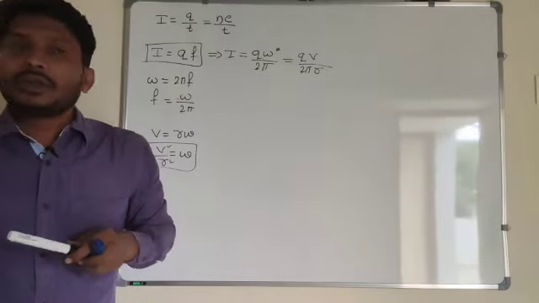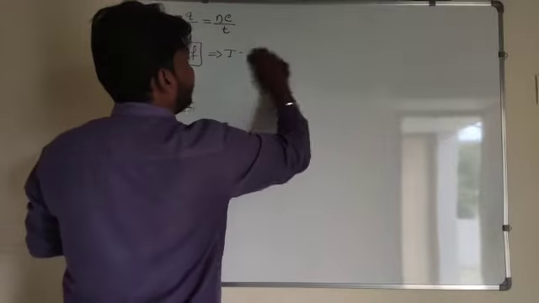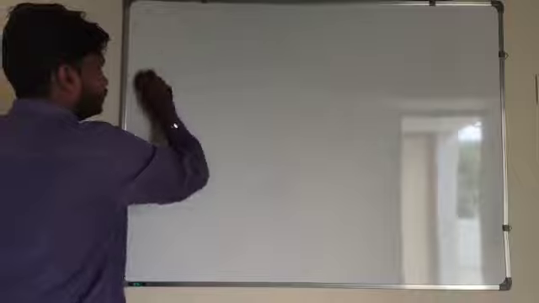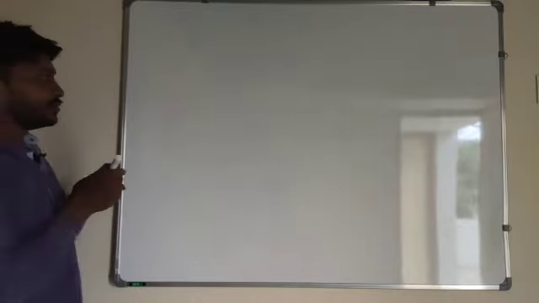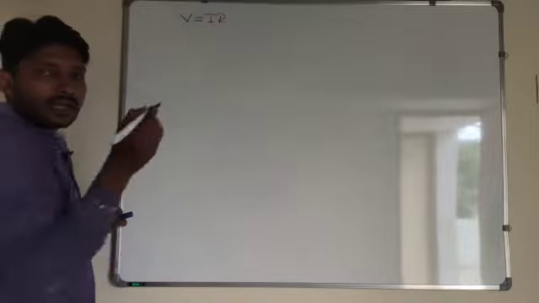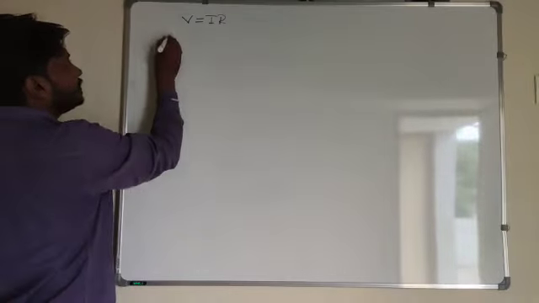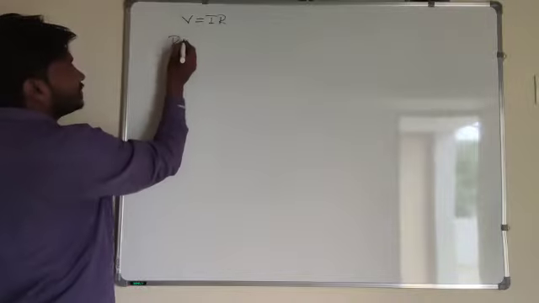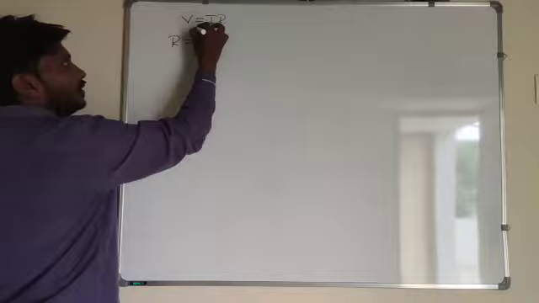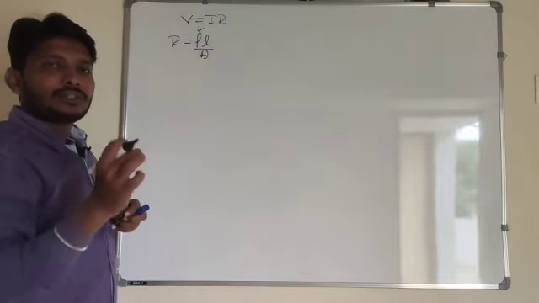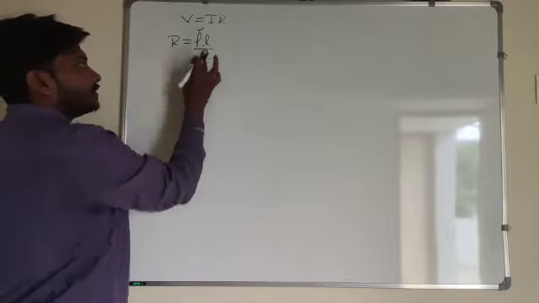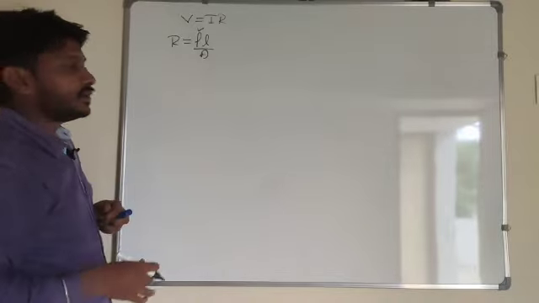Then we already covered resistance. From Ohm's law we got the mathematical expression V is equal to I into R. Resistance depends on length and area, so R is equal to rho L by A, where rho represents resistivity. Resistivity we can also call specific resistance. Remember this word: resistivity is also called specific resistance.